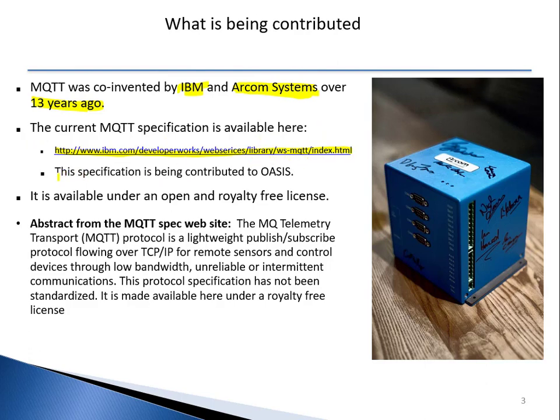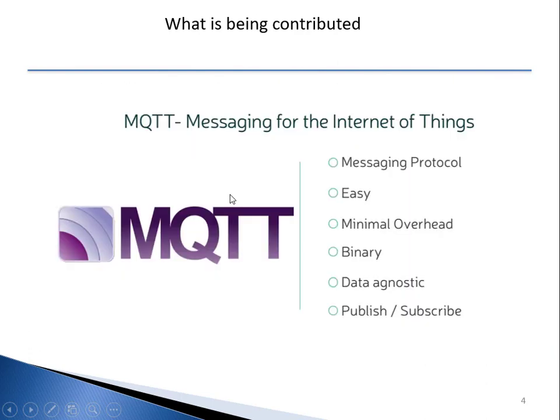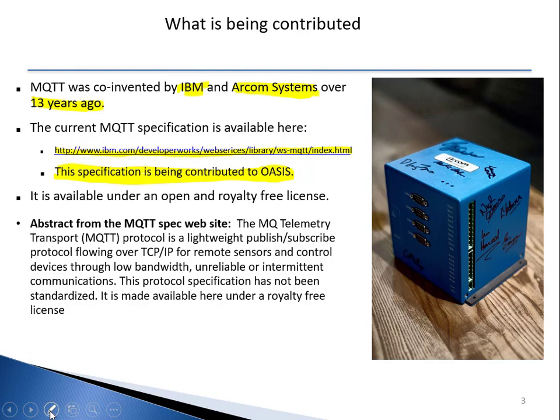These specifications were contributed to Oasis. Currently this is taken care of by Oasis. Oasis is a company which holds all the contributions of MQTT. It is available under open source, royalty free licenses. This is a very important thing: it is available under open source and royalty free licenses.